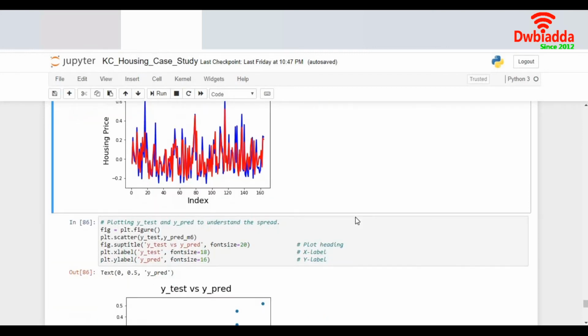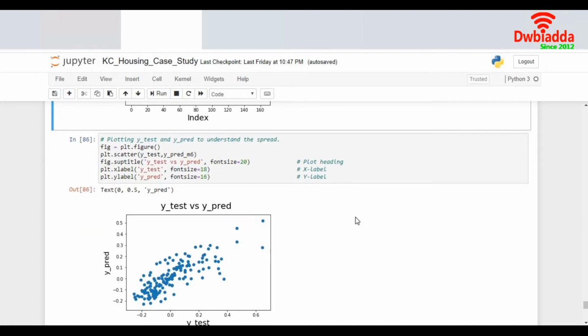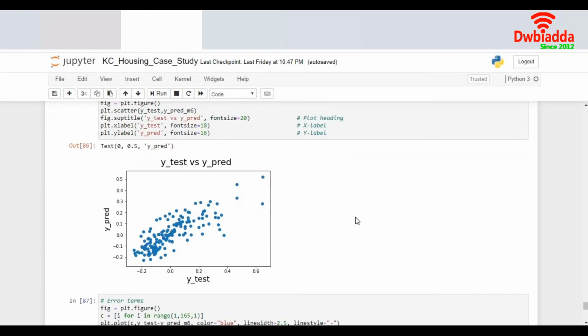In the second step, I plot the Y-test against the YPRED, where YPRED is the predicted value and Y-test is the actual value. I take YPRED on the Y-axis and Y-test on the X-axis, and I see a nice linear relationship between the YPRED and the Y-test. As the Y-test increases, the YPRED also keeps on increasing, and this forms a trend close to linear. This is also a good sign for the model.